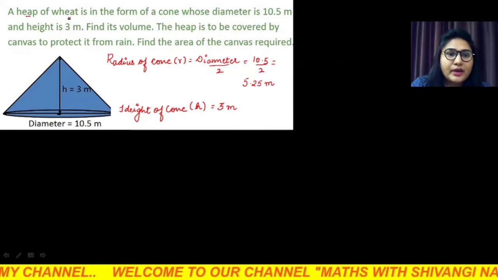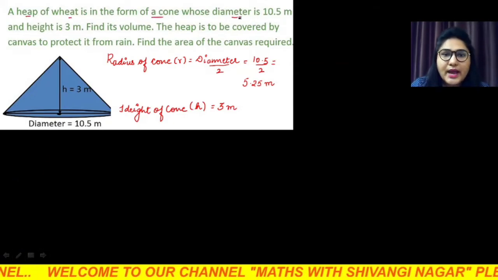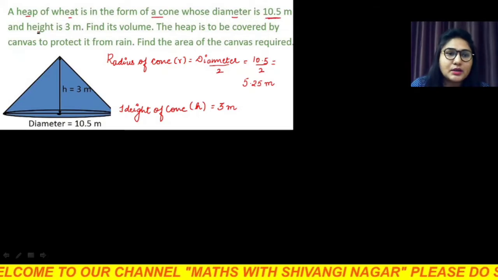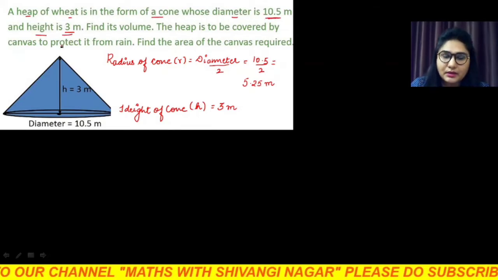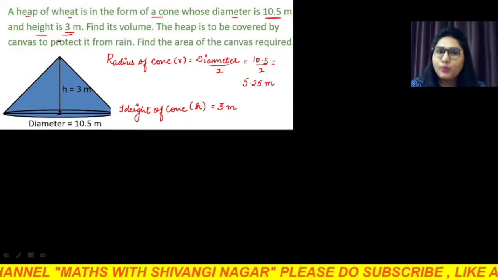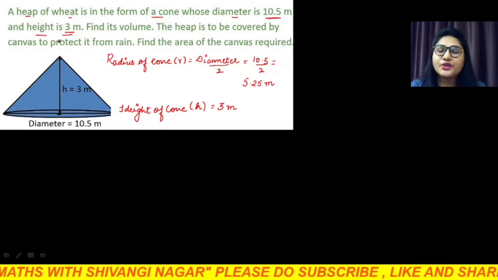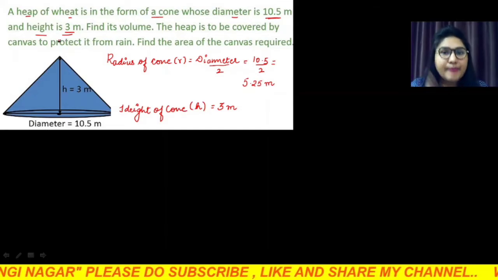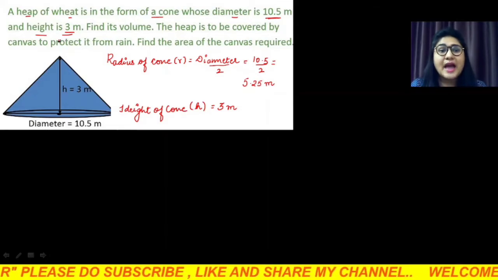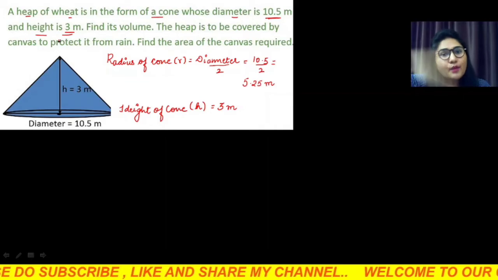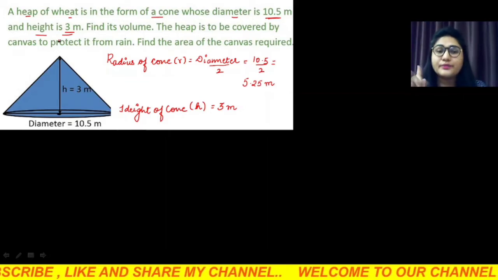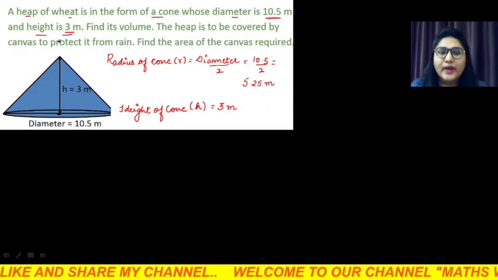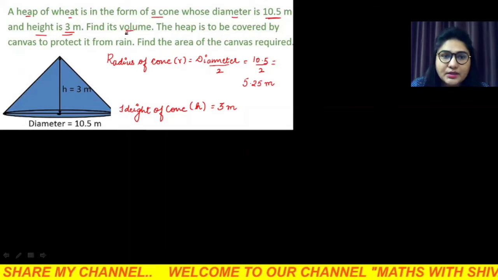a heap of wheat is in the form of a cone whose diameter is 10.5 meter and the height is 3 meter. We are given a heap of wheat, which is in what shape? It is in the conical shape, right? And its base diameter is given to us and the height of that heap of wheat is given to us. So first we have to find out its volume.